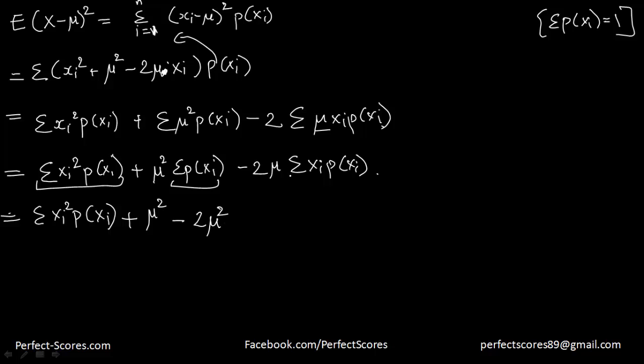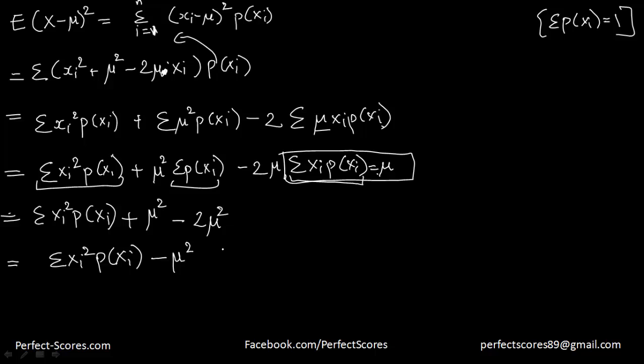Why mean square? Because this expression is actually equal to the mean. You can clearly see that the summation of xi into pi is equal to the mean. So it's 2 mean square. That means this comes down to the summation of xi square into pxi minus mean square, which is actually equal to the expected value of x square. This is nothing but the expected value of x square.